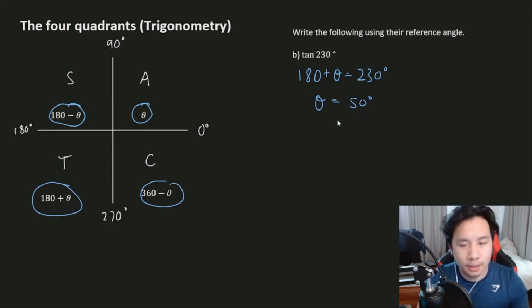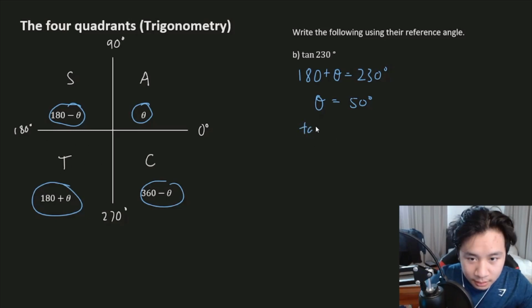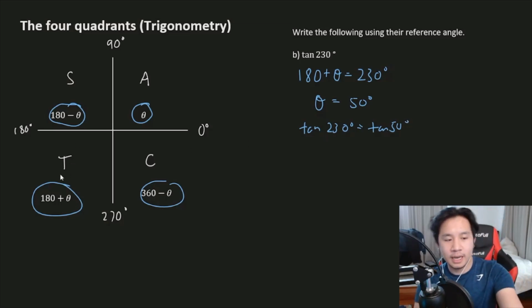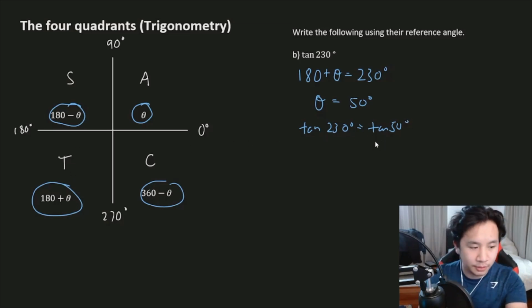Now the next step is to check if tan is positive in this quadrant. And it obviously is, because there's a fat T right there. And so tan 230 is equal to tan 50. I don't have to write negative because tan is positive here, so tan will be positive here as well. All right, that's the four quadrants.